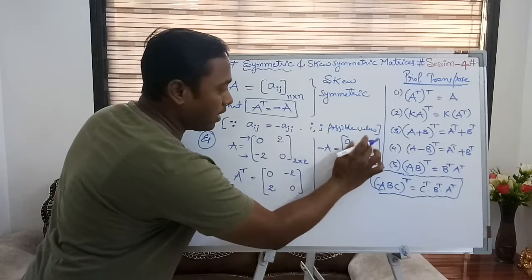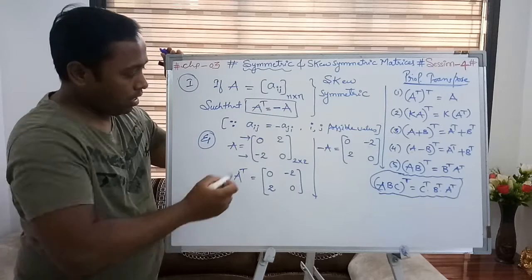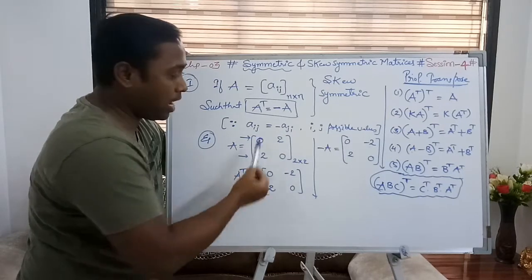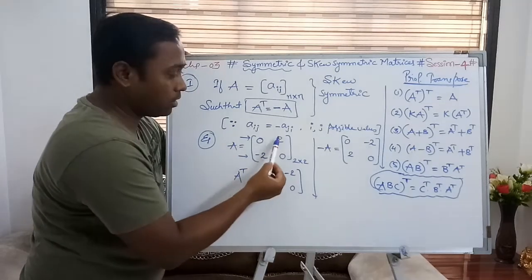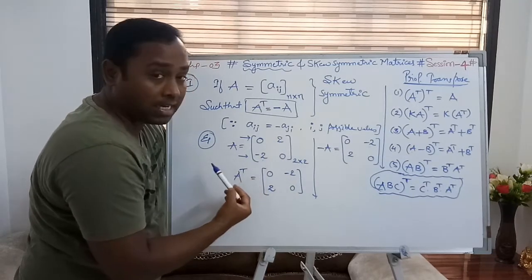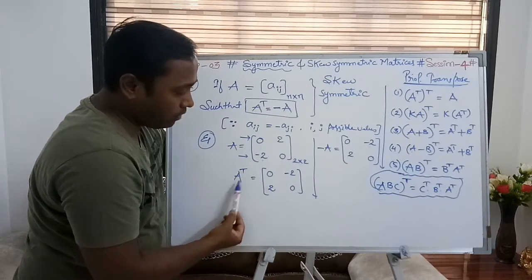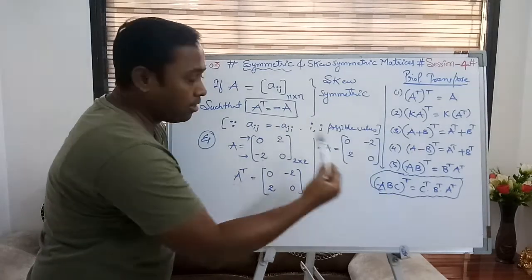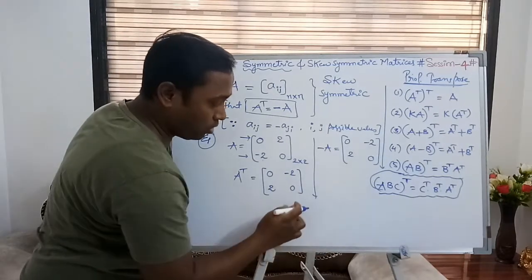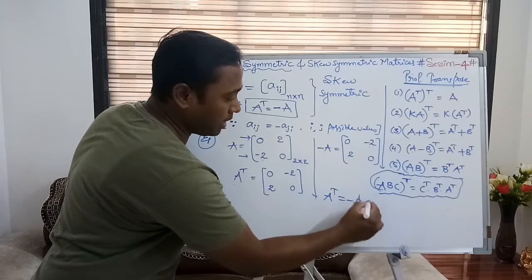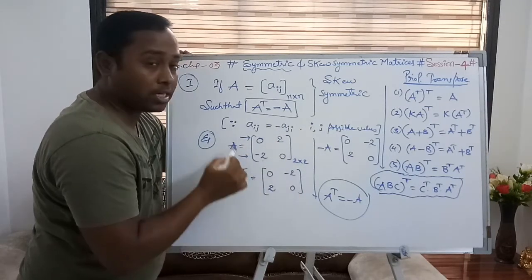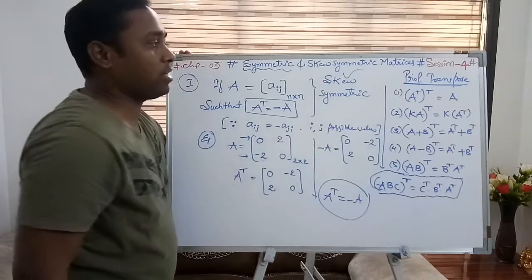I'm just changing one single element. Now this is a square matrix where I kept the diagonal elements as 0, and the other elements numerically the same but symbolically opposite in nature. If I took 2 here, I took minus 2 there. So if I do A transpose, I get this, and minus A means this. Now you can compare: A transpose is equal to minus A. From these two results, A transpose is equal to minus A, which satisfies the condition. Hence the given square matrix A is called a skew symmetric matrix.